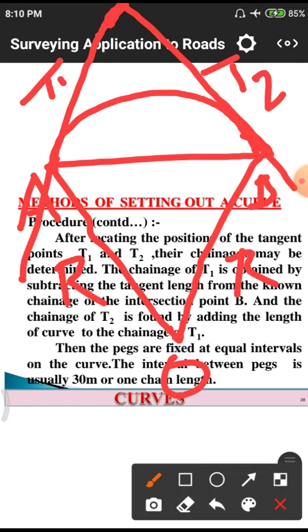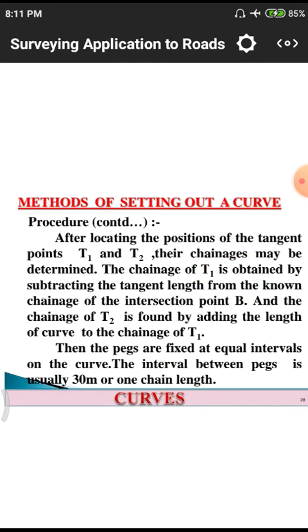After the tangents are done, we have to use the chain. That means normally a chain having 30 meters length we have to use. By using simple pegs, we need to locate this curve direction. T1 and T2 we have to find. After finding T1 and T2, we need to merge those T1 and T2 values.